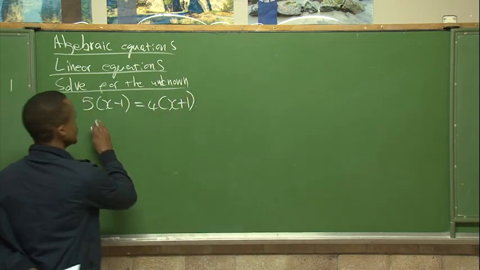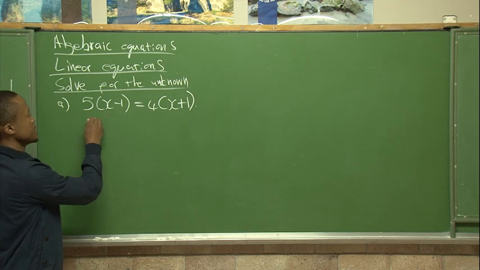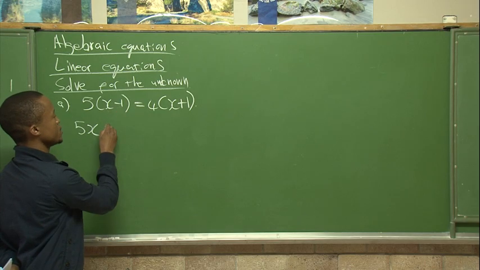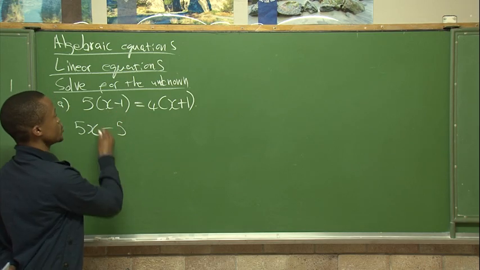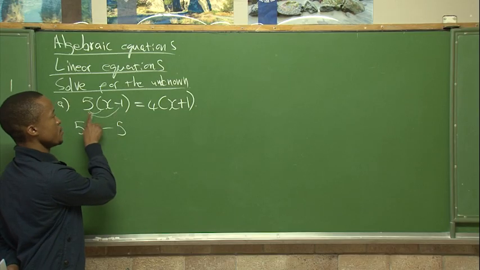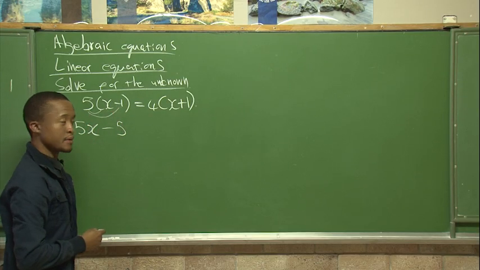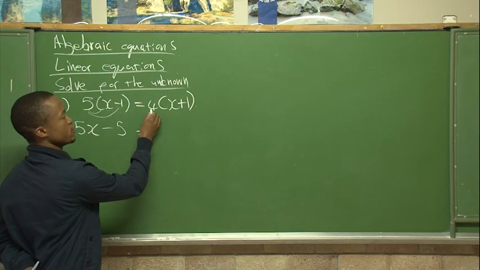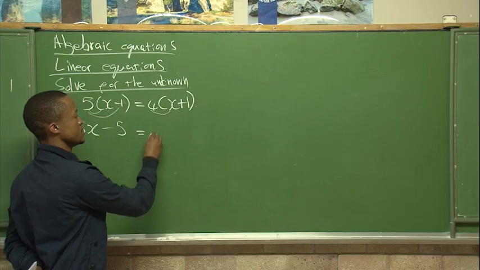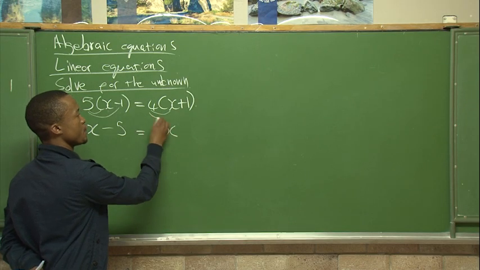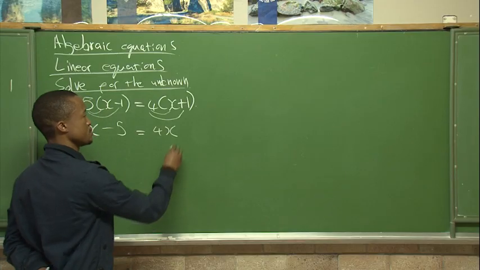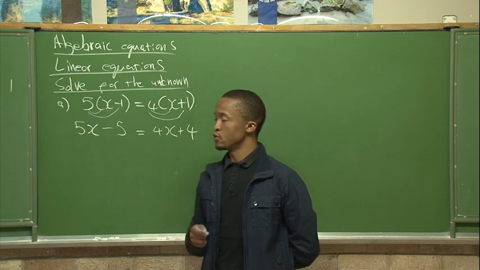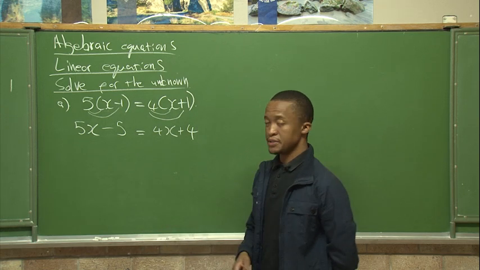So what it means, we're going to have 5 multiplied by x will give us 5x. And 5 multiplied by negative 1 will get us negative 5. So what we are doing, we are distributing the monomial with the binomial by multiplication. We also do that on the right hand side of the equation. So 4 multiplied by x will give us 4x, and 4 multiplied by 1 will give us positive 4. So we applied the distributive law on both sides of the equation.